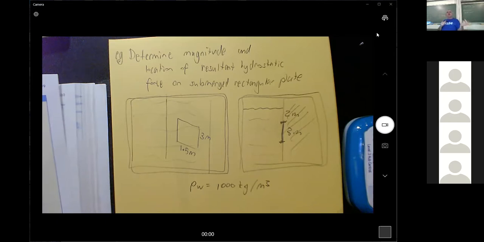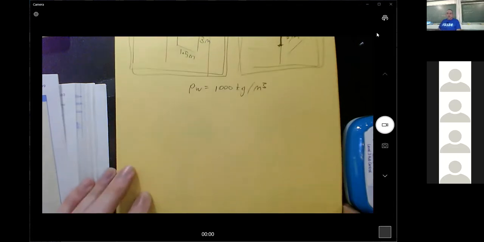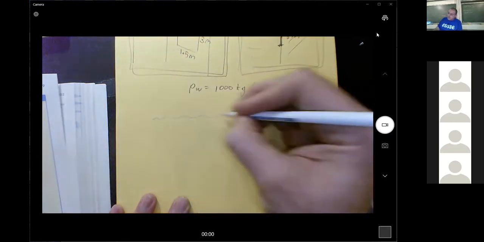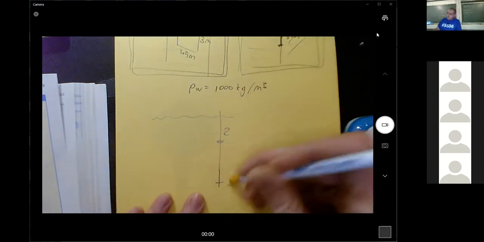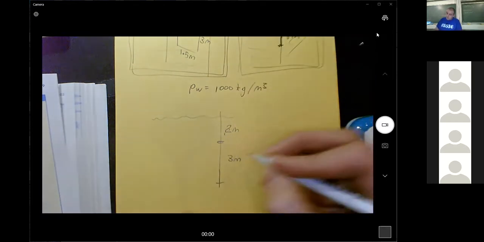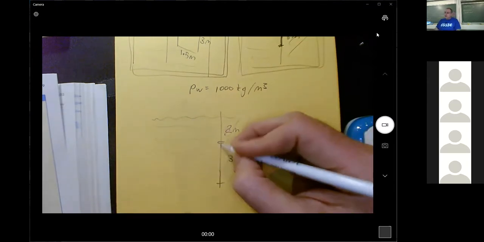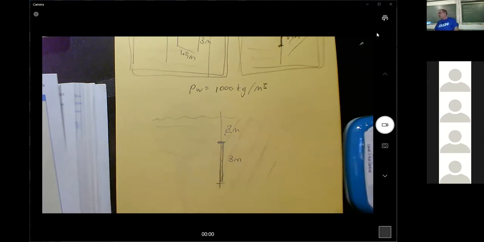In the other one, I just chose that the length was 1, but I've been told the length is 1.5 in this problem, so I'm going to have to use that number. Okay. So I'm going to redraw my picture. There's the water, there's the concrete. Here's the actual rectangular plate that's in the wall there.